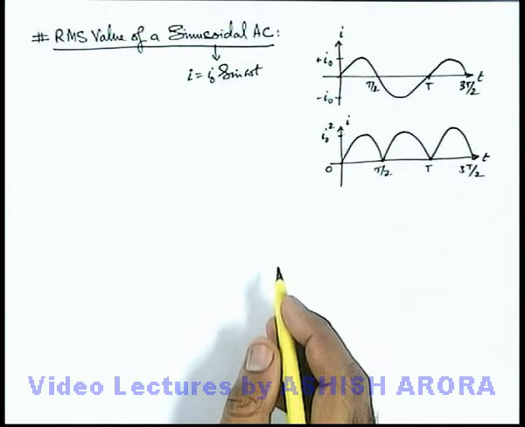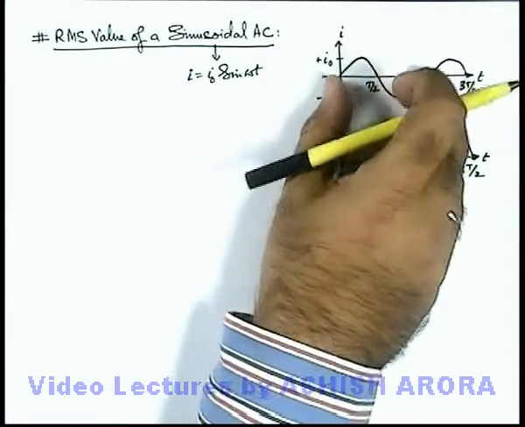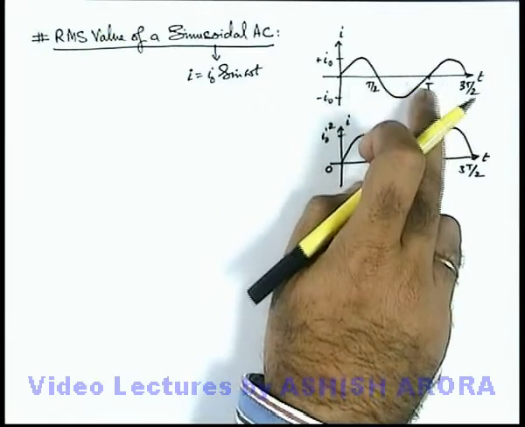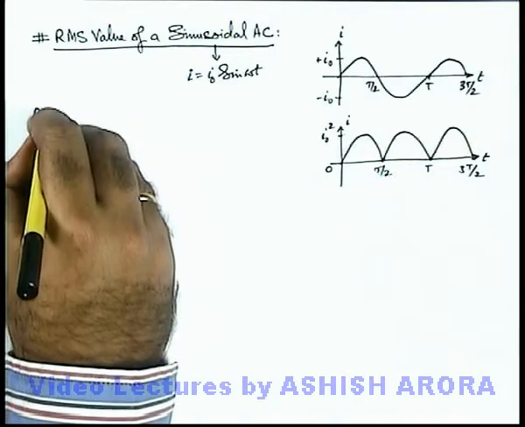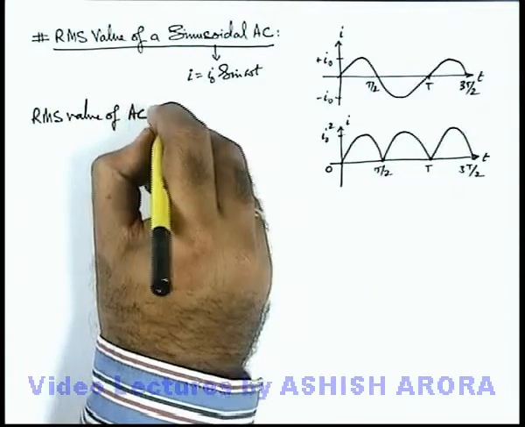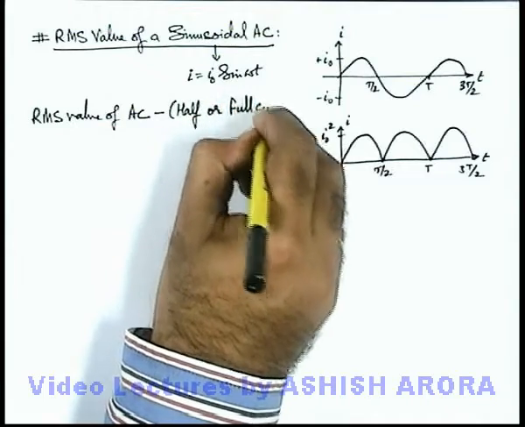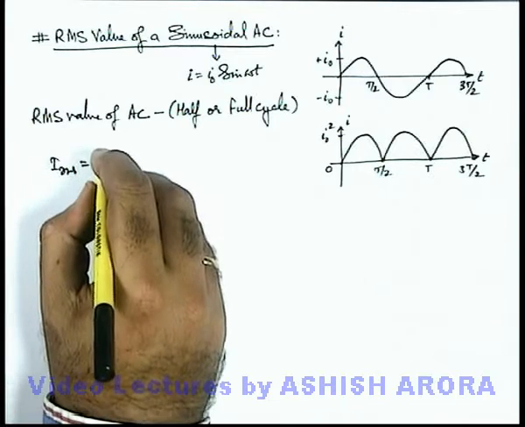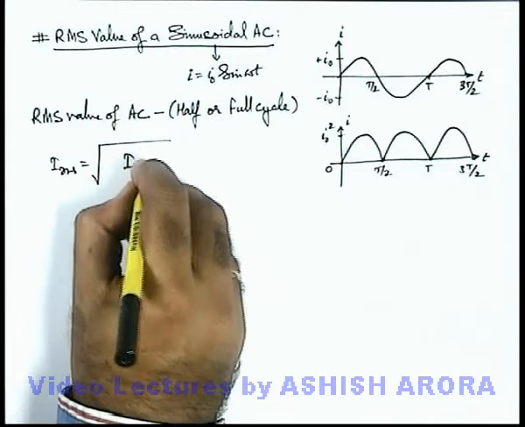So here it won't make any difference if we calculate the root mean square value for half cycle of the AC or for the full cycle of AC. It will remain same, because in the next half cycle the function is repeating itself. So here we can write RMS value of AC, whether we calculate it for half or full cycle, it will not make any difference, it will remain same. This I RMS can be given as the root of I mean square value.